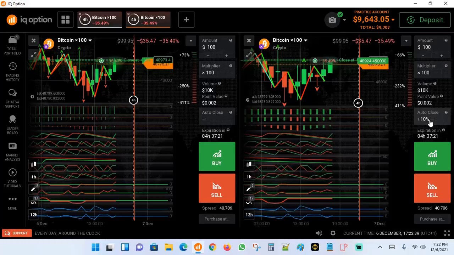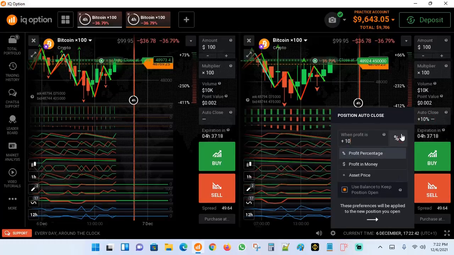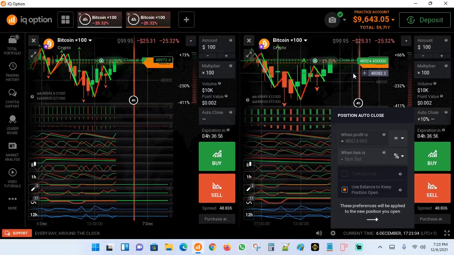So that's it. Maybe if you want to take profit not in percentages but in money, you can also just put in money. For example, you say close the trade or the bid if it reaches $100 profit. But again, you can also set take profit using prices.